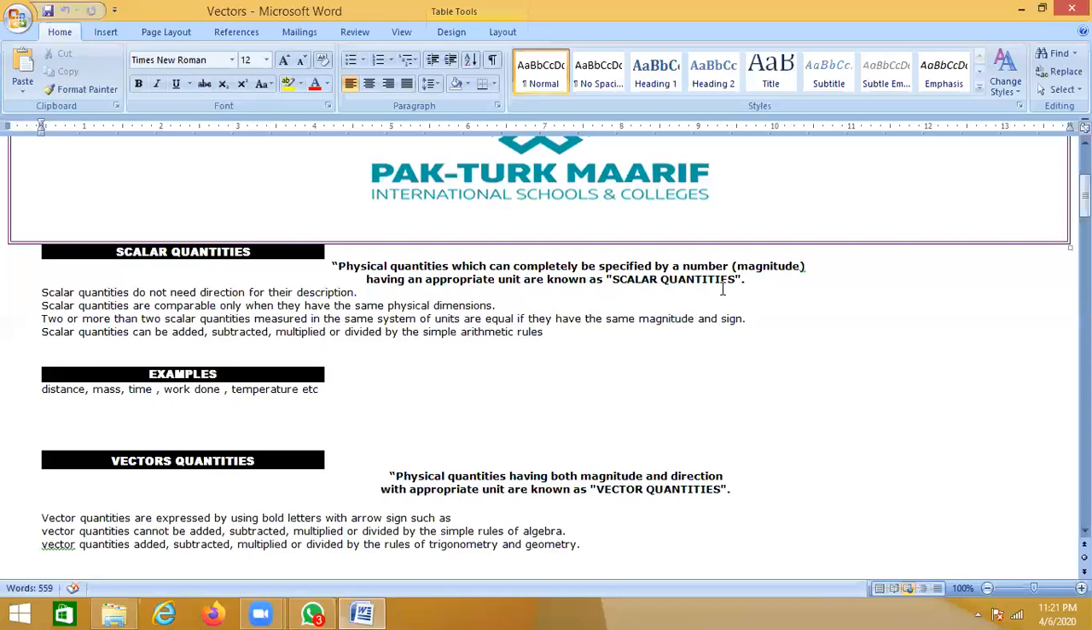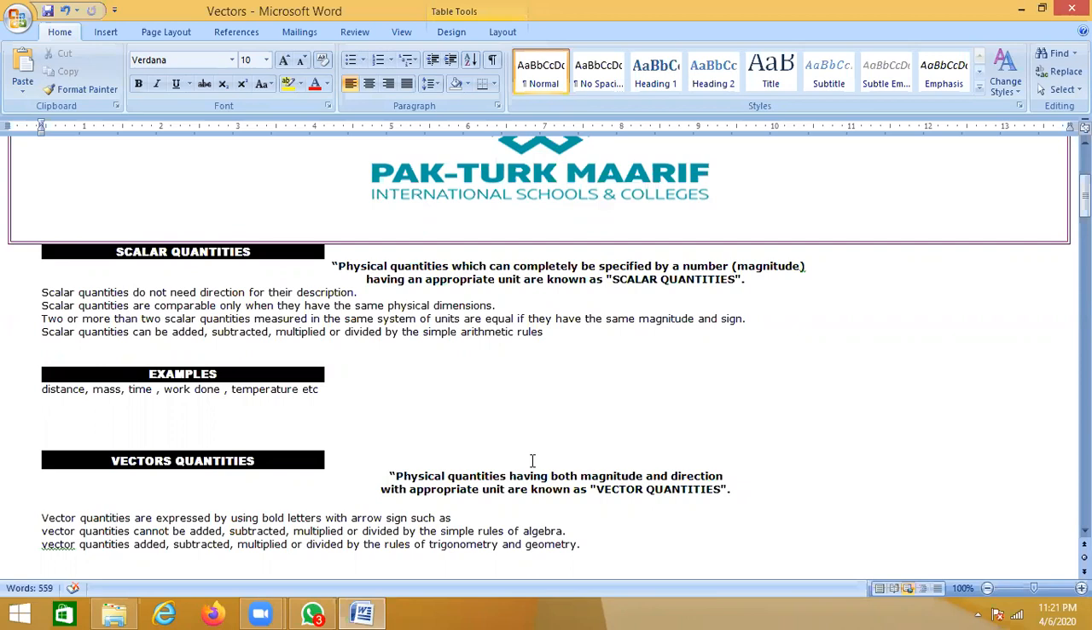So let's move on towards some examples of these quantities. Scalar quantities may include distance, mass, time, work done, and temperature. There are other quantities also, but we are taking these 5 as an example here. Now, on the other hand, vector quantities are all those quantities which require both magnitude and direction, with, of course, an appropriate unit, in order to completely specify or describe themselves.